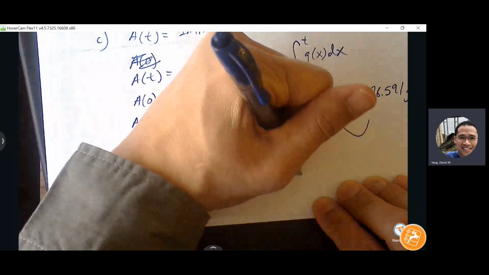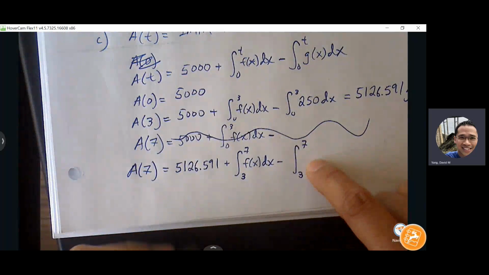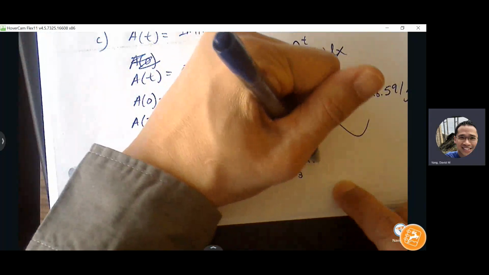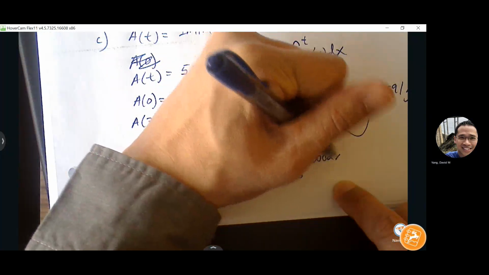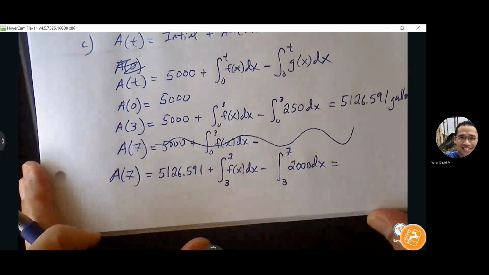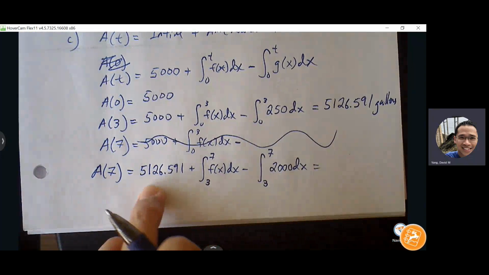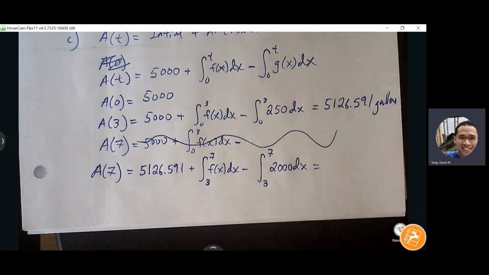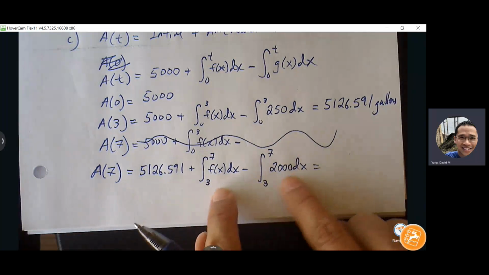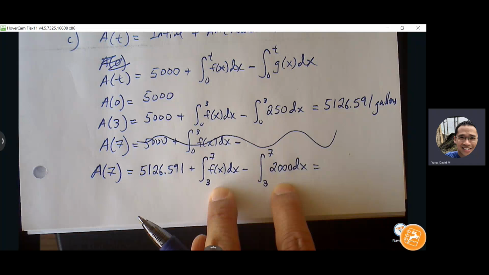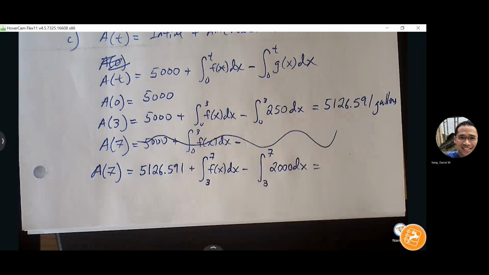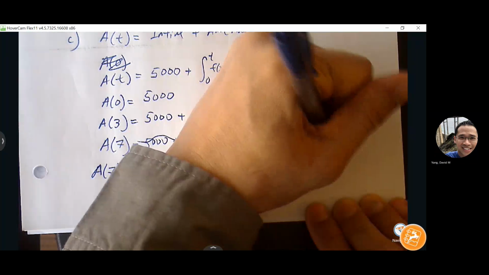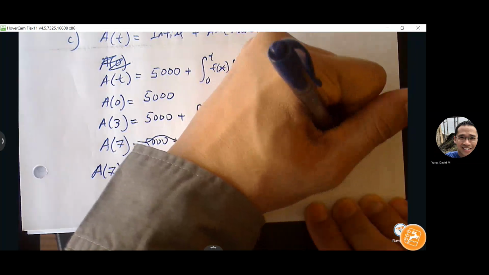Minus the integral from 3 to 7. And what's the rate for the amount removed? 2,000. Yeah, that feels a little bit cleaner here. Okay, so I already know how much is in the tank 3 hours in. I'm just going to add on to find out more information in this time period. Okay. We made the calculator do the work.